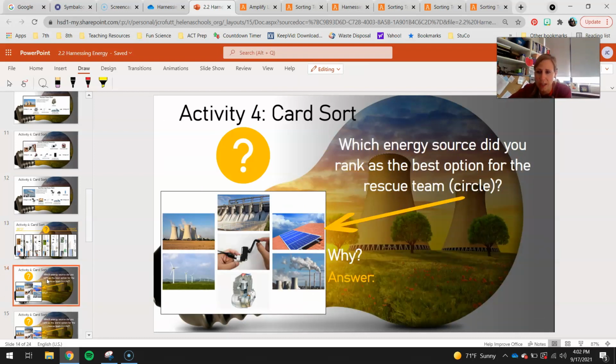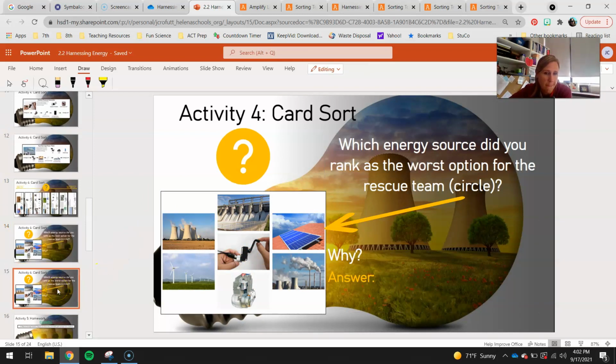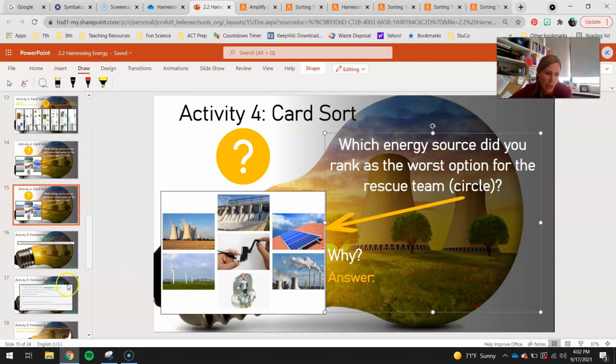Which energy source did you rank as the best option? You guys use your draw tool to circle. Okay, you can see the nuclear power plant, the fuel burning power plant, solar cell, the hydroelectric dam, hand crank generator, combustion engine, wind turbine, all those over here. So circle which one you think is the best, and then click to answer why. So type your answer as to why you chose that. And then again, you guys are thinking of the rescue team. So how would you guys help these guys out in this situation? And then same, what is your worst? So circle what you think would be the worst, and then answer why.